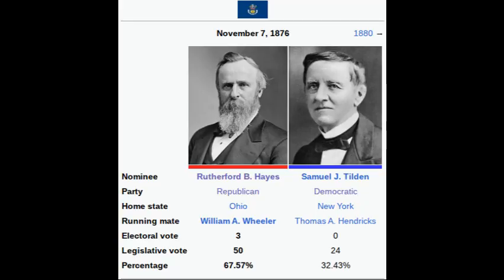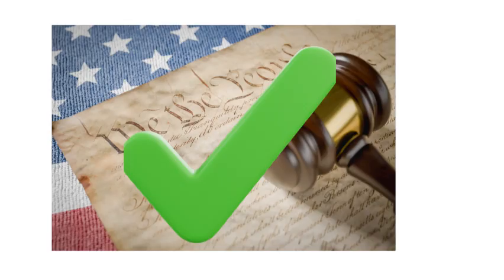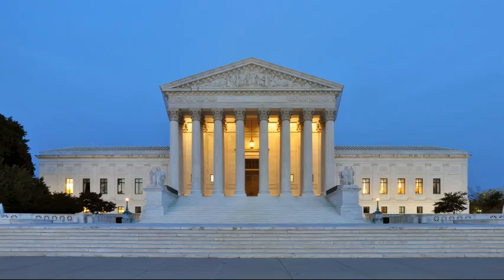In the 1876 election, Colorado gave their 3 electoral votes to Republican Rutherford Hayes through their Republican-dominated legislature. This resulted in Rutherford Hayes receiving 50 votes and Tilden receiving 24, and Hayes won with 68% of the legislative vote. The United States Constitution does actually say that legislatures can decide how their electors are chosen, something that I fear may be brought up to the Supreme Court in a couple of years.